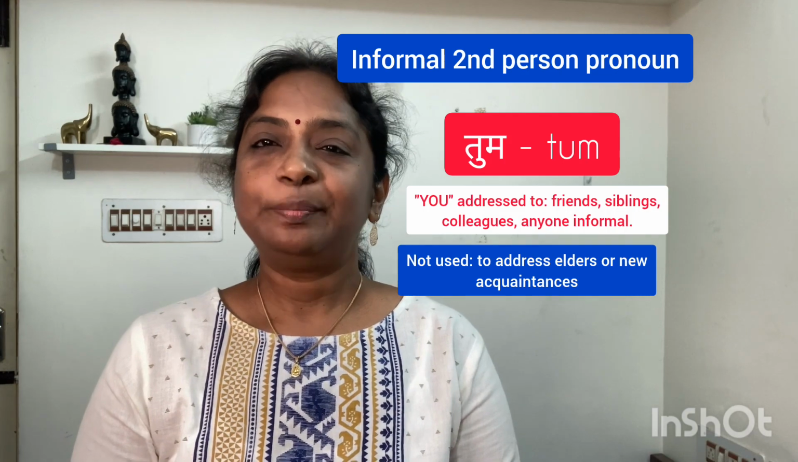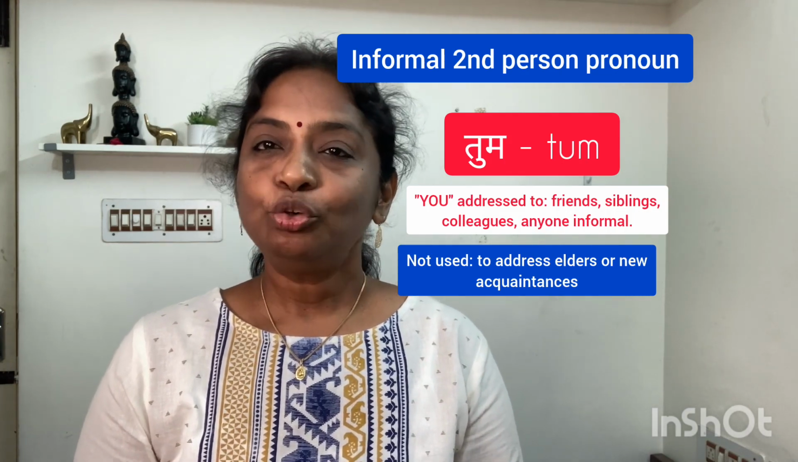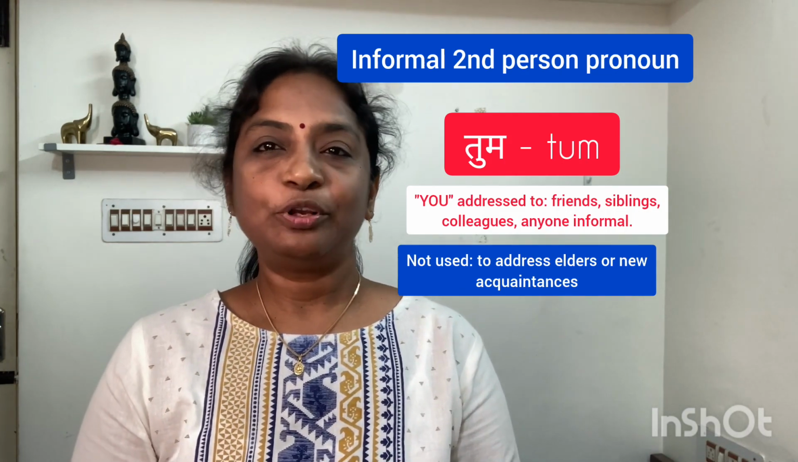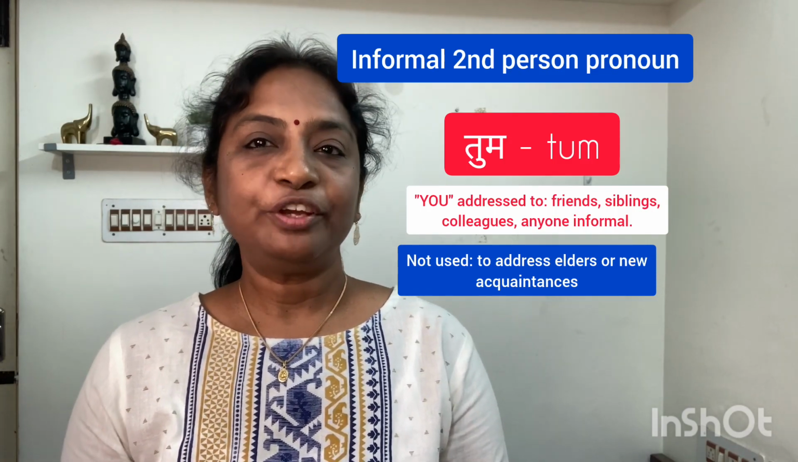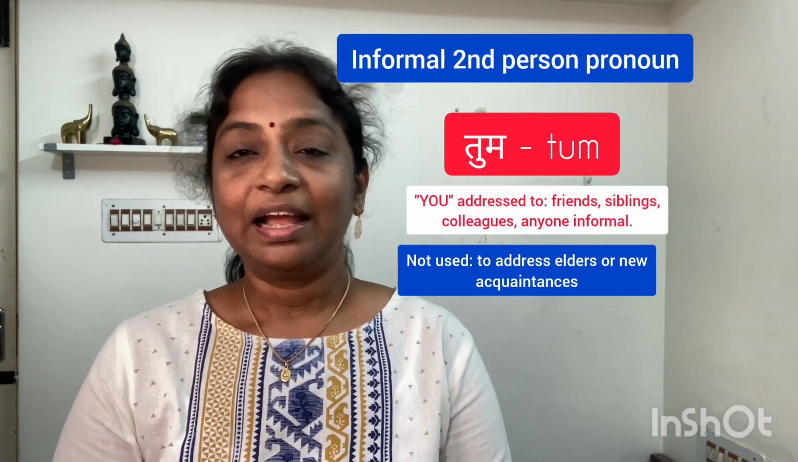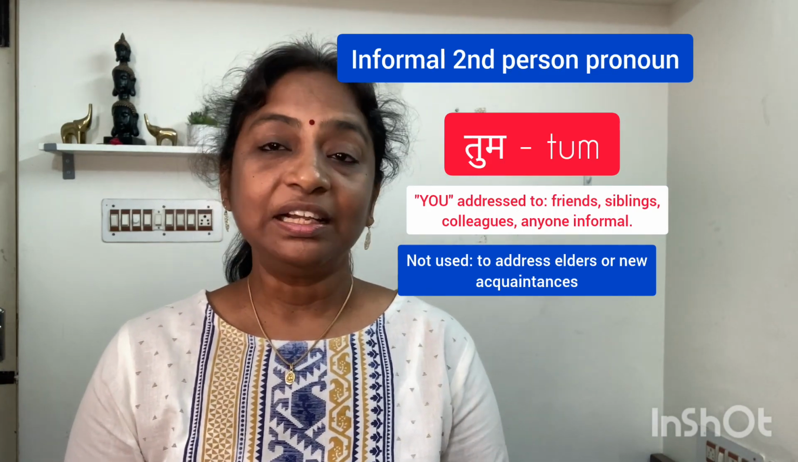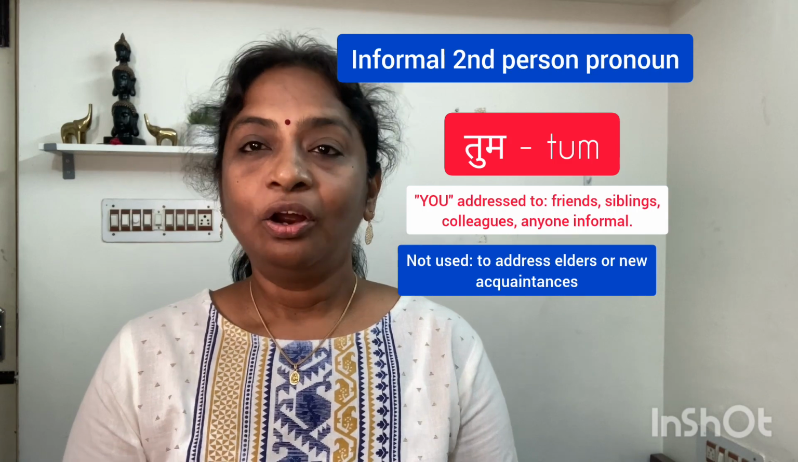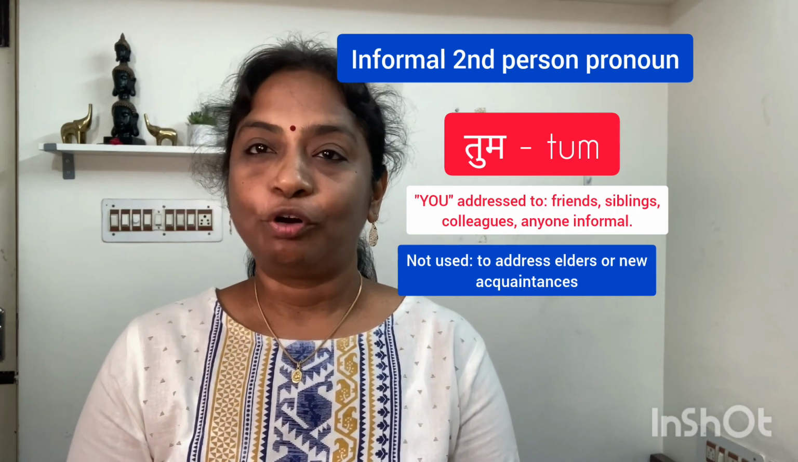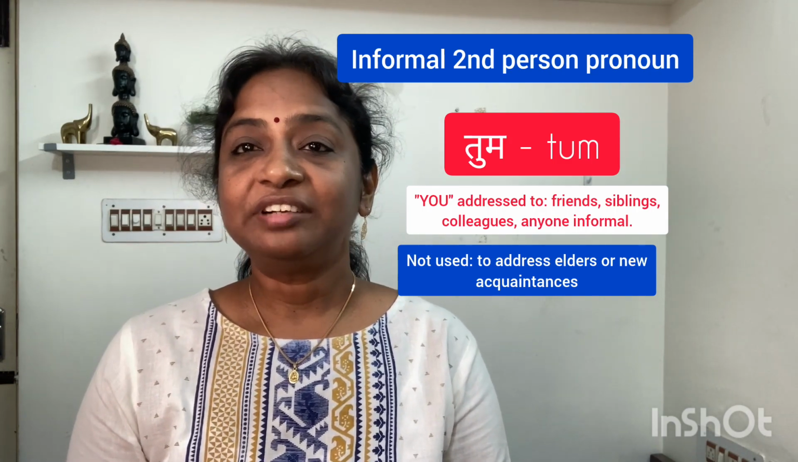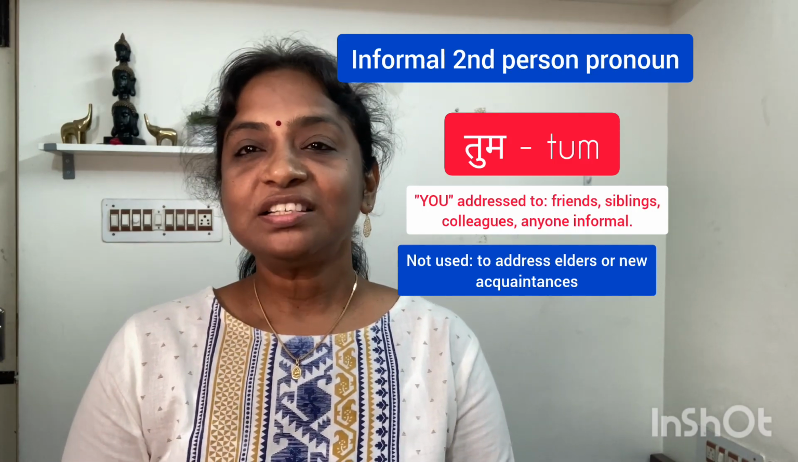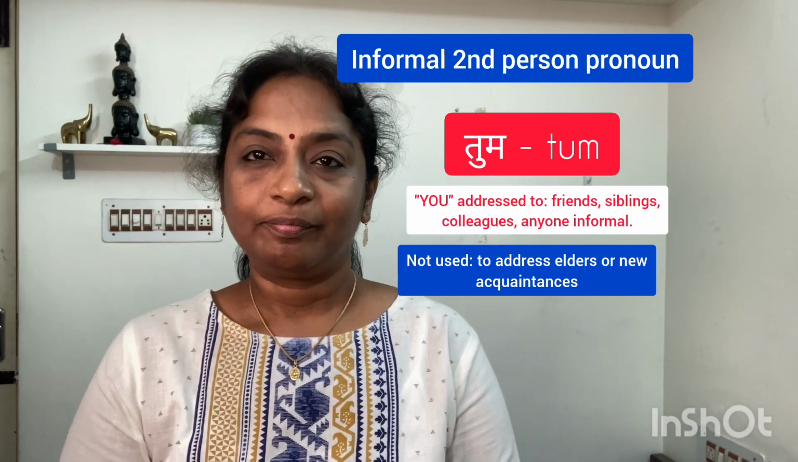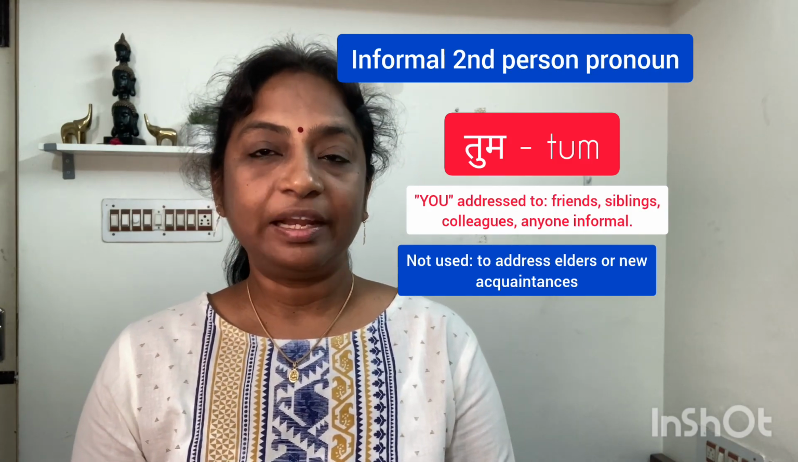The next second person pronoun which we'll be seeing is tum. Tum is addressed to people who more or less belong to the same peer group as the speaker. It is a very casual way of addressing a person, and the person could be a sibling, a colleague, or a friend, or anyone who can be addressed informally. This pronoun is neither a very intimate pronoun or a very formal pronoun. It is a very friendly way of addressing a person, but this pronoun cannot be used with elders or with new acquaintances.